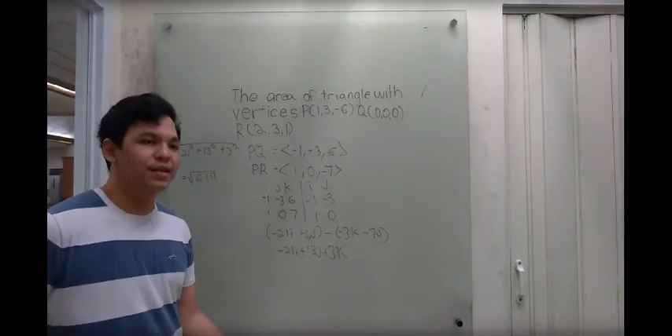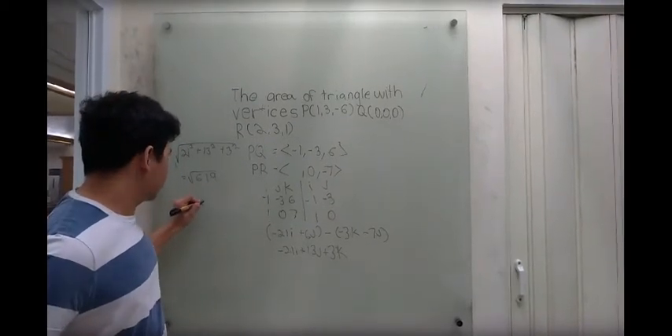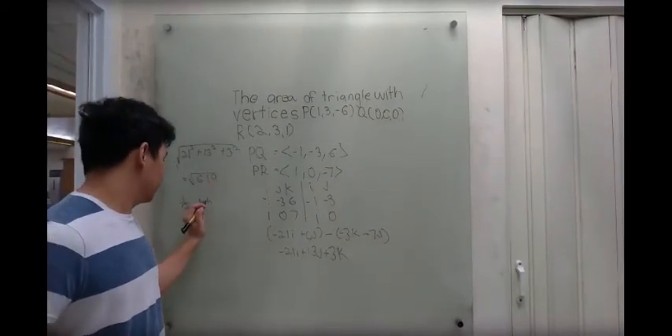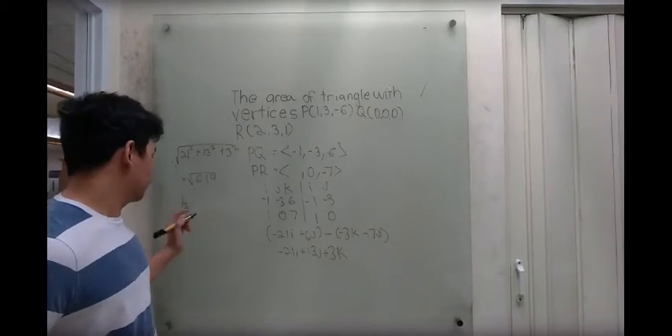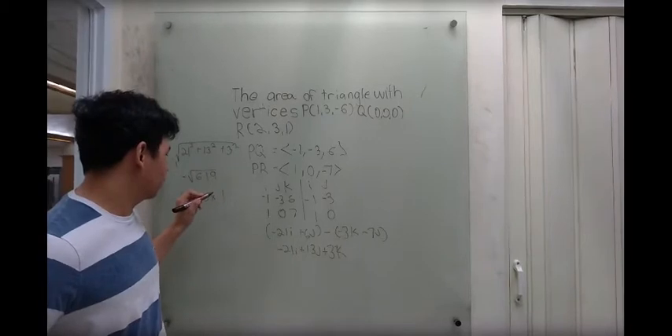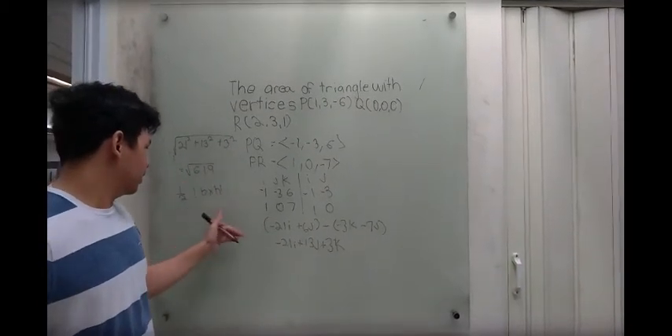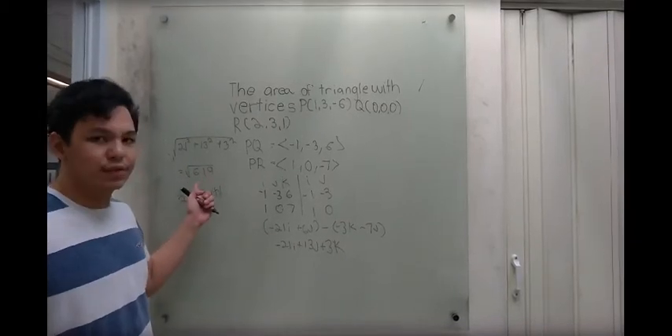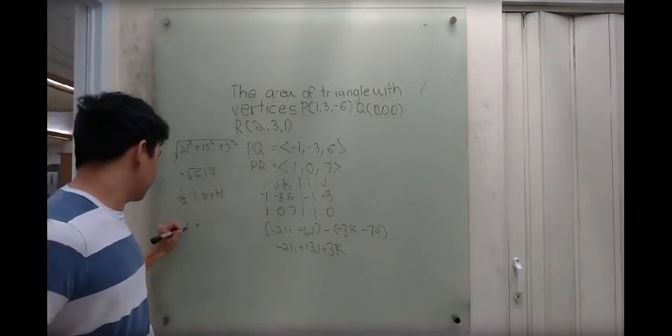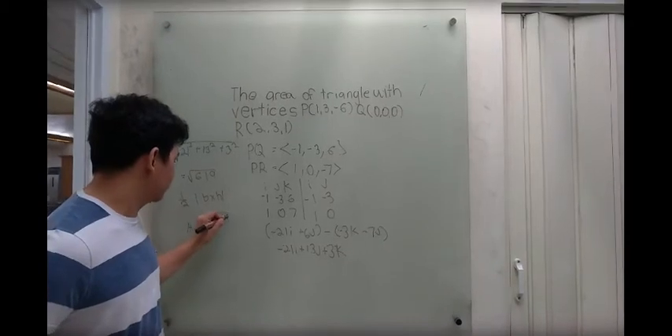So, applying the basic formula for a triangle, 1/2 base times height. But this time, as our base and height, we're going to use a different equation. We're going to use the magnitude of base cross multiplied by height. So, we got a value of square root of 619. We only need to multiply by 1/2. So the area of the triangle is square root of 619 over 2.